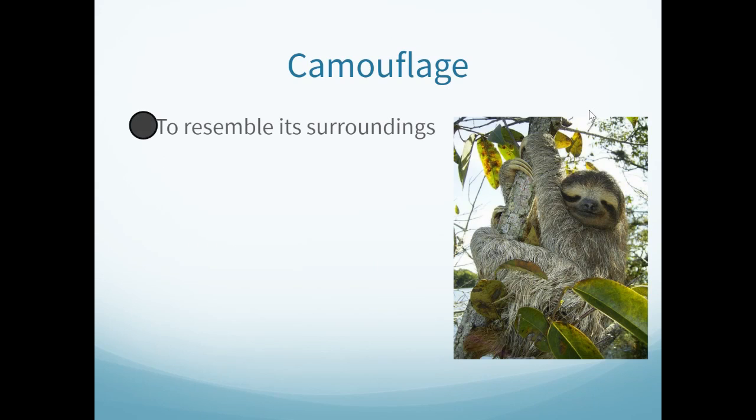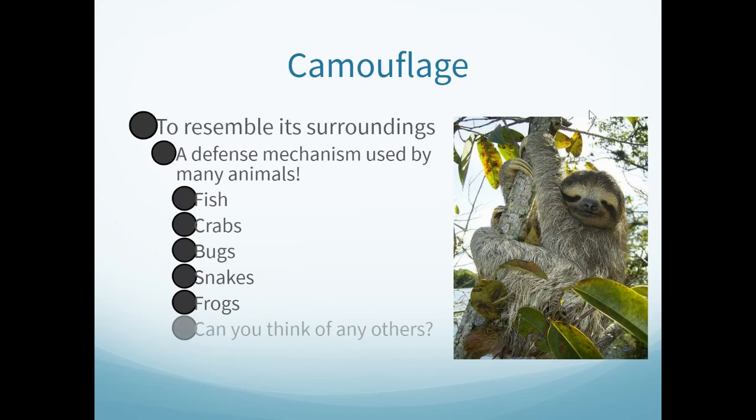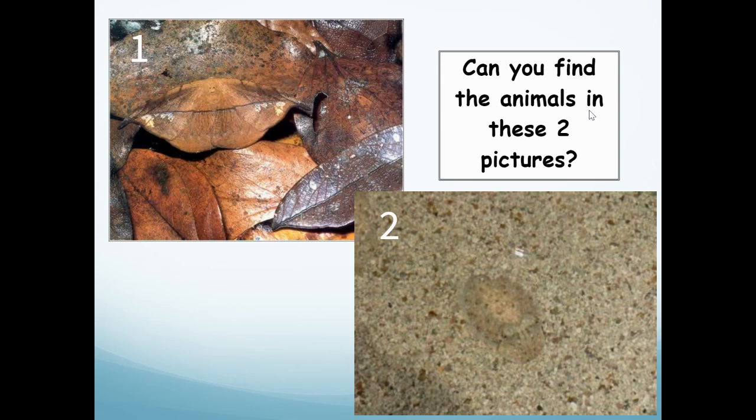We can also see camouflage, right? We kind of saw this in our peppered moth example. This is when organisms try to resemble their surroundings. They use it as a defense mechanism. Lots of fish, crabs, bugs, snakes, frogs, anything really you can think of, some birds. Obviously, our peppered moths all use camouflage in some way. And remember, it's not even just prey that can use camouflage. Also, predators have used camouflage in order to then capture their prey.